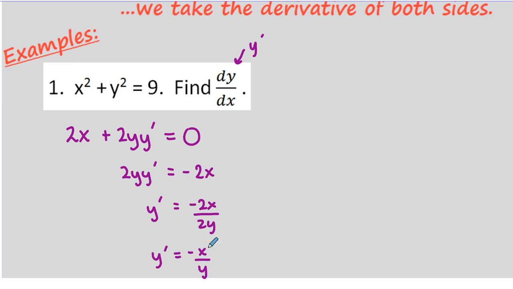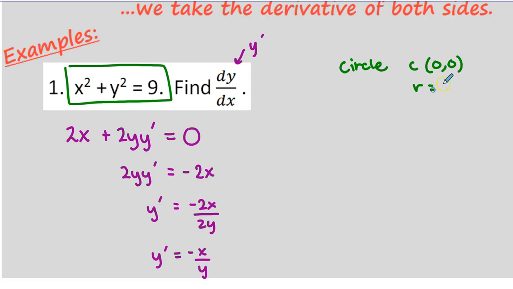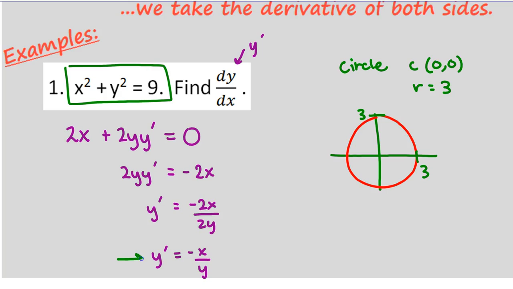Now I want to talk about this one a little bit. Do you remember what the graph of x squared plus y squared equals 9 looks like? That's actually a circle with center 0, 0 and radius 3. So let's picture that. So what we're saying is the slope of the tangent line at any point can be found by taking the opposite of x over y. So suppose I take this point right here. That point has coordinates 3, 0. So the slope at that point would be negative 3 over 0, and that's undefined. And if you think about the tangent line there, it's a vertical line, so yeah, it has an undefined slope.